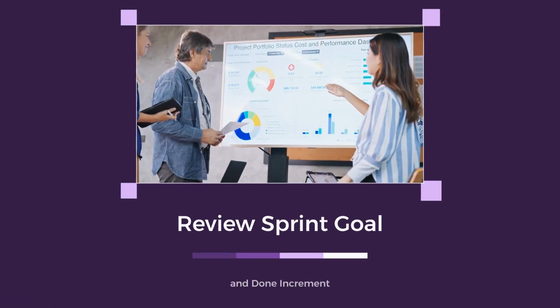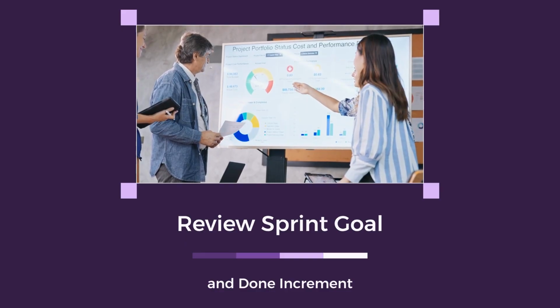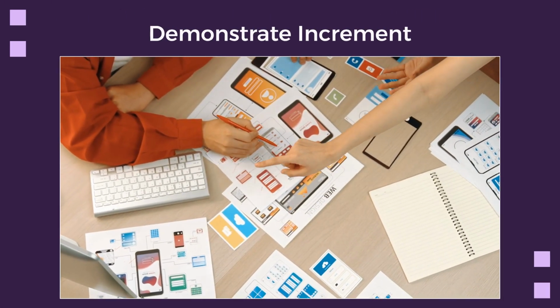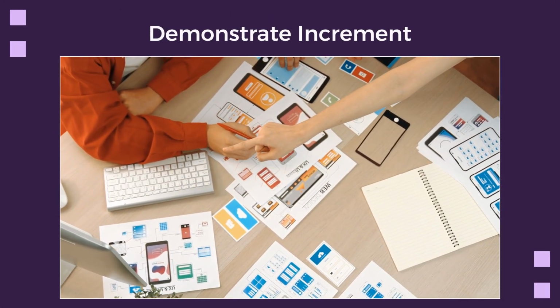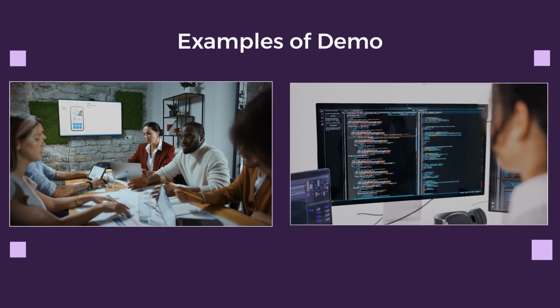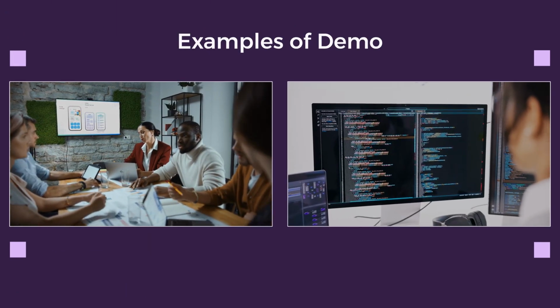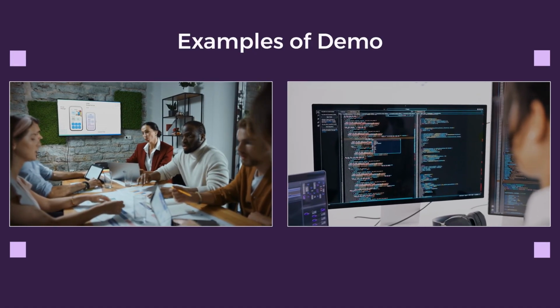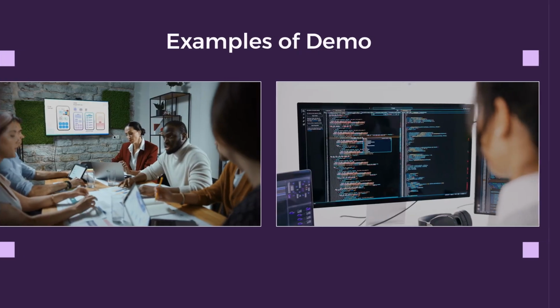The review begins with the product owner discussing the sprint goal and which items are considered done according to the definition of done. The development team presents the results of their work, the increment. This should be an open discussion about what was accomplished in the sprint. Examples of demonstrations include showing a new user flow on a website, a functional feature in a mobile app, or even an API update that delivers new data.